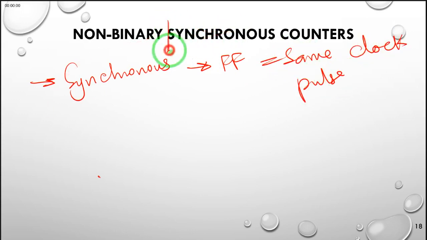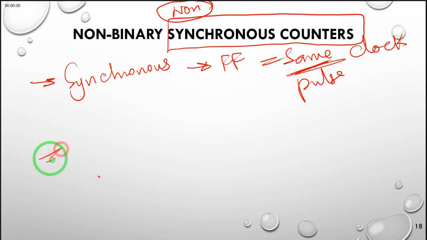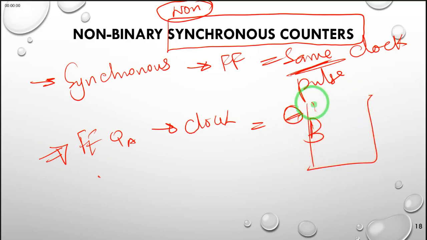However, we meet some other counters that are referred to as non-synchronous, in which case the flip-flops are not fed by the same clock pulse. Sometimes we say that the output of one flip-flop, maybe QA, becomes the clock pulse of the next flip-flop, say flip-flop B, which may be a D flip-flop. So we normally arrange them in this form.